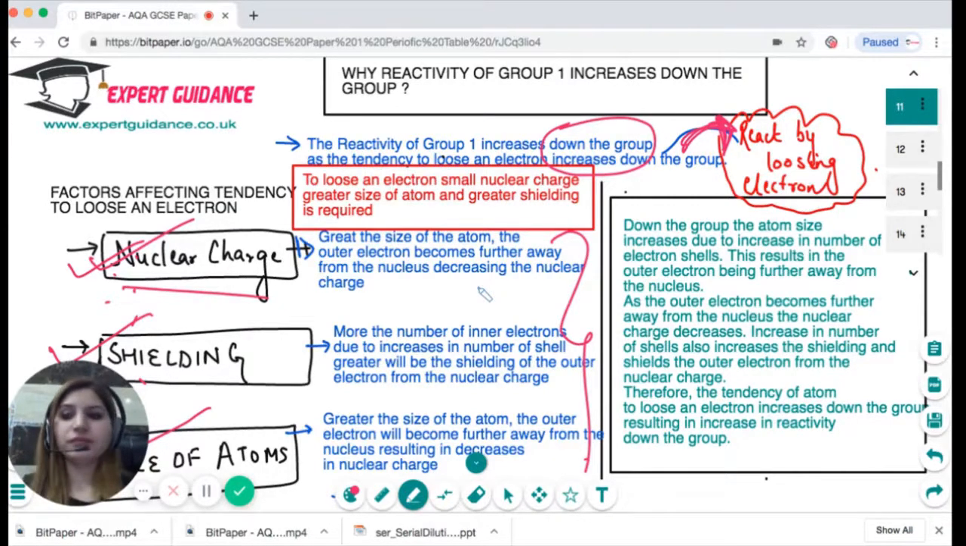Okay, so I'll summarize. Down the group, the atom size increases due to increase in the number of electronic shells. This results in the outer electron being further away from the nucleus. As the outer electrons become further away from the nucleus, the nuclear charge decreases. Increase in number of shells also increases the shielding and shields the outer electrons from the nuclear charge. Therefore, the tendency of an atom to lose an electron increases down the group, resulting in increase in reactivity down the group. Okay, so remember, in group 1 you need to know the reason why the reactivity increases down the group, and I hope now you're able to answer that.